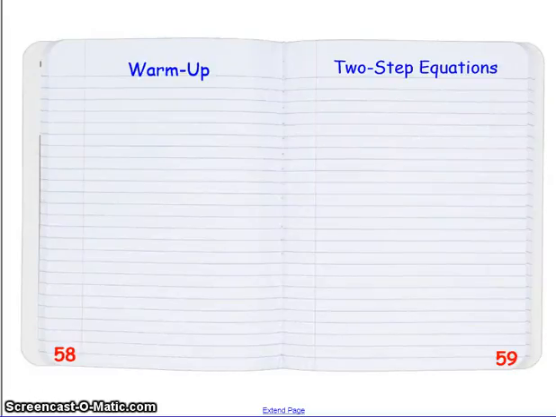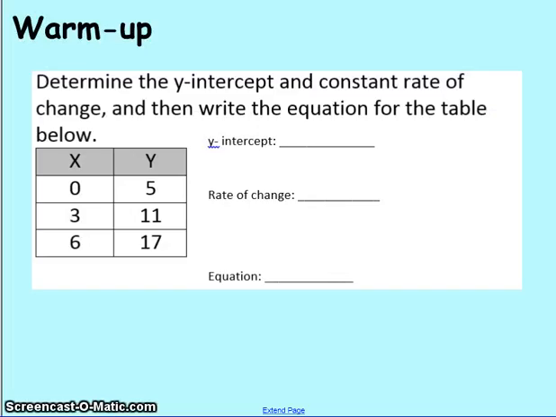Today we're on page 59 in our notebooks. I want you to go ahead and pause your video so that it looks just like mine. This is your warm-up for today. It says determine the y-intercept and constant rate of change, and then write the equation for the table below.